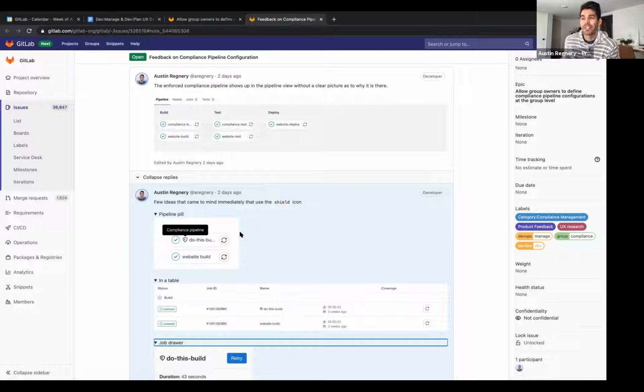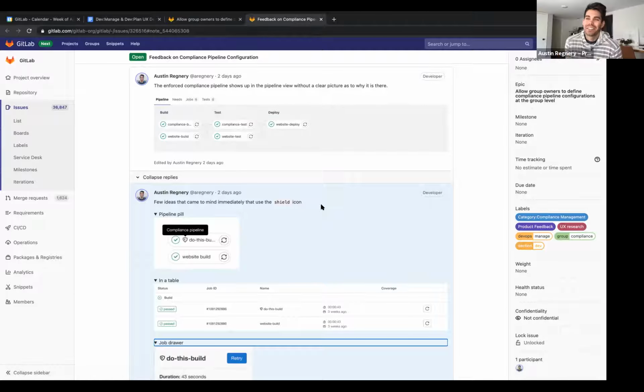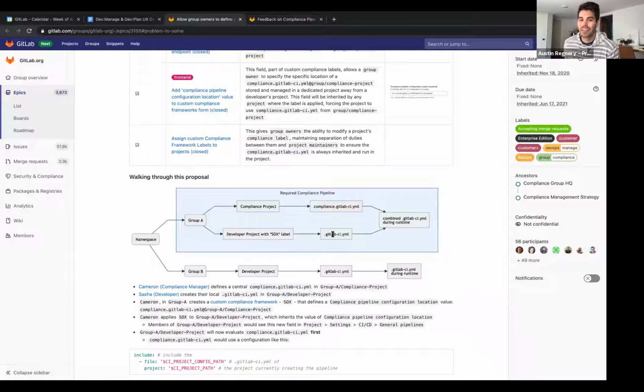I hadn't thought about this problem initially when I was designing the solution, but another PM brought back the feedback. They're like, hey, this is confusing. These jobs just showed up in the pipeline. I had no idea why. So we're trying to help them understand the difference between a project versus a group in this context, which also helps them understand the level of control they have over the situation. We're trying to help them distinguish the YAML file that they can define within their own project versus the YAML file that is enforcing new jobs in their pipeline. Got it. Thank you.